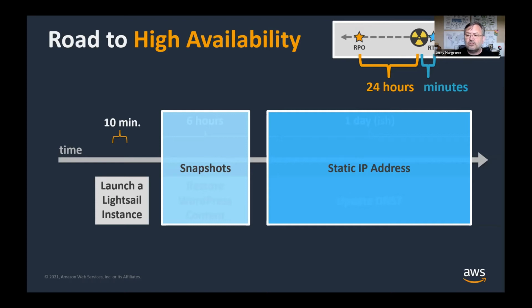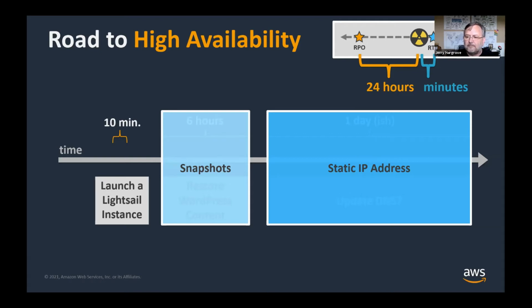But for those of you who want to achieve even higher levels of availability, let's push forward and turn to the next step. So we've solved a lot of the problem with the static IP addresses and snapshots, but the next thing we need to tackle is launching that Lightsail instance and creating it. So there's still some amount of time that it takes to actually spin up a new Lightsail instance with a snapshot, change that static IP address over. It's not a lot of time, but we want to continue reducing that.